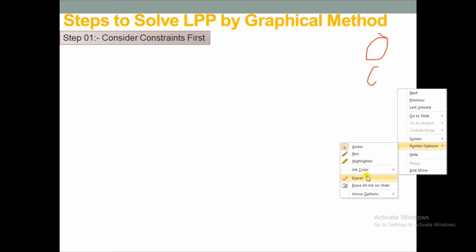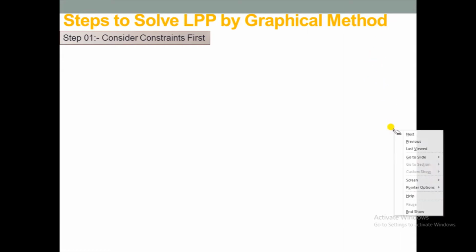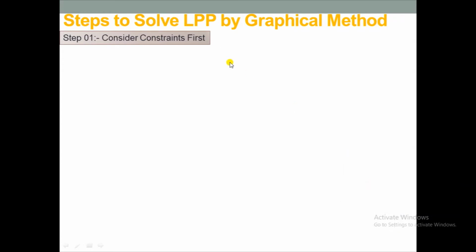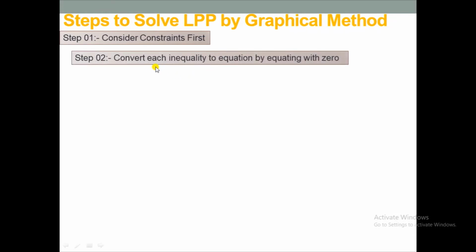But though we have the objective function, the first thing while solving the problem is that we look at the constraints first. Then we convert each inequality to an equation by equating it with zero. The constraints are actually inequalities, and whenever we want the values of the variables, we cannot get them from inequalities, because we can solve the problem only when we have an equation. So it should be an equation, and to convert the inequality into an equation, we need to equate it with zero.